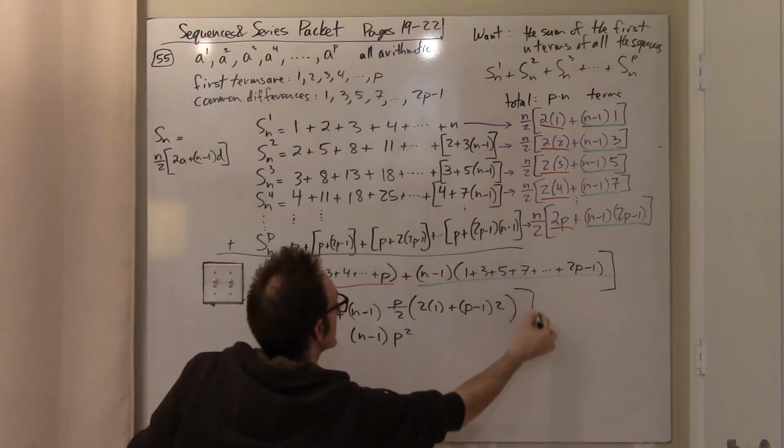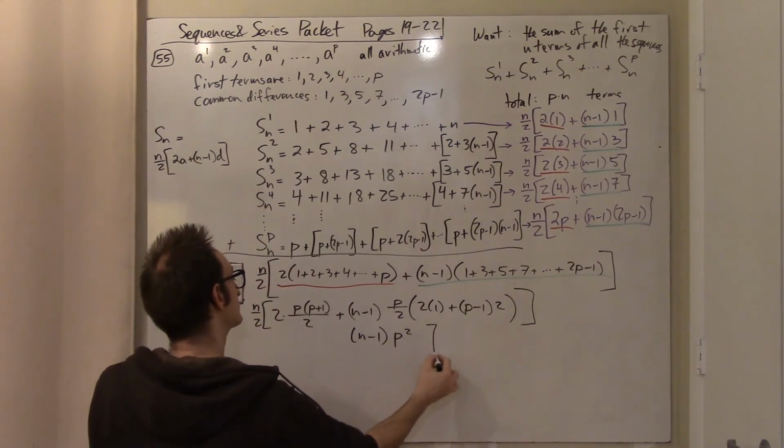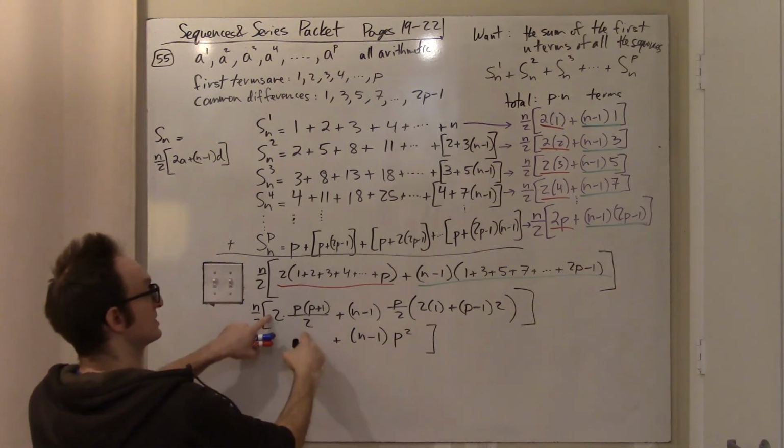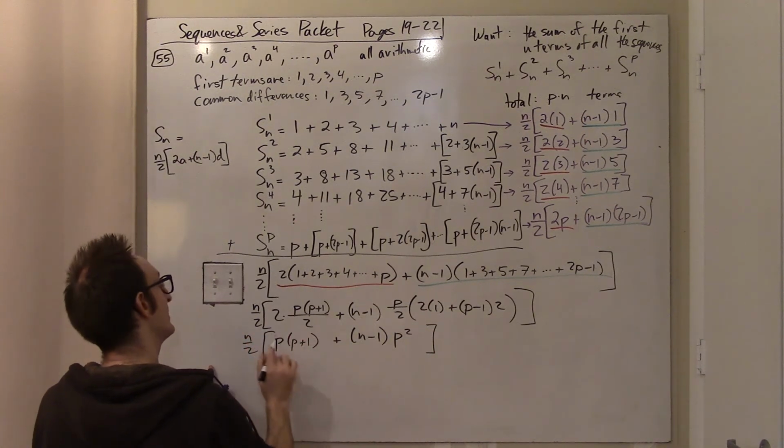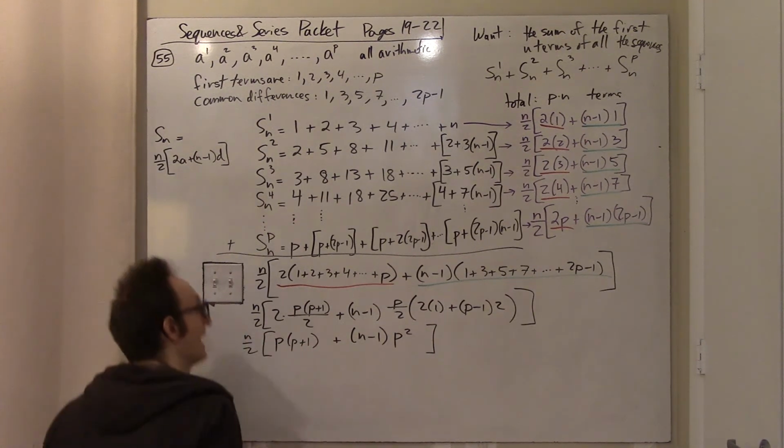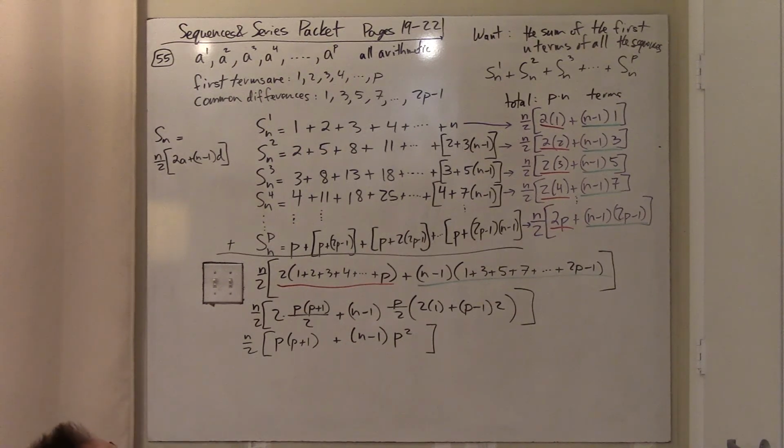And okay, there was a bracket here, and these twos cancel, and so this whole thing is now coming into shape. I have n over 2 times p plus 1 plus n minus 1 times p squared. Did they give you the formula at the end? No, they didn't.